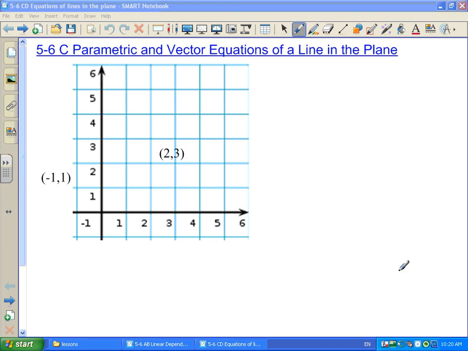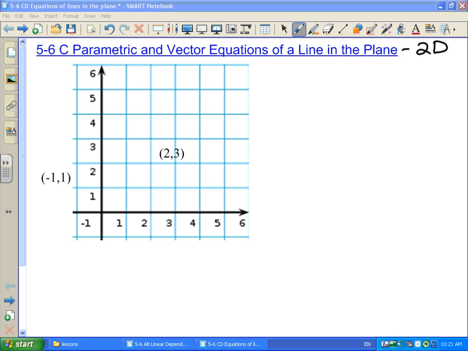Okay, so this is Unit 5-6, Box C, parametric and vector equations of a line in the plane. When we're talking about a line in a plane, it just means we're talking about something in 2 dimensions. Now, you've been working with lines in 2 dimensions since grade 9.